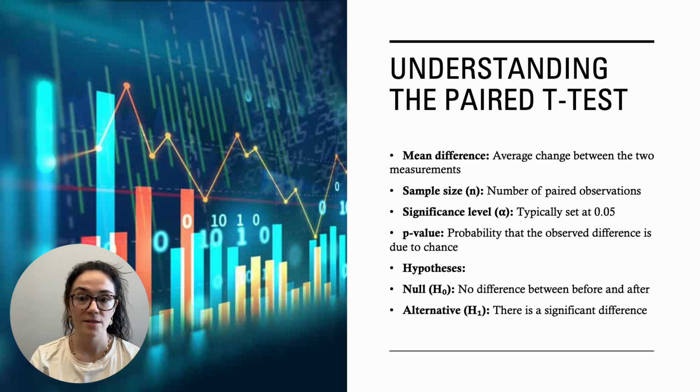All of these components, the mean difference, sample size, significance level, p-value, and hypotheses, work together to guide our decision-making process when we look at the SPSS output. These are the key pieces that tell us, did the intervention make a difference or not?